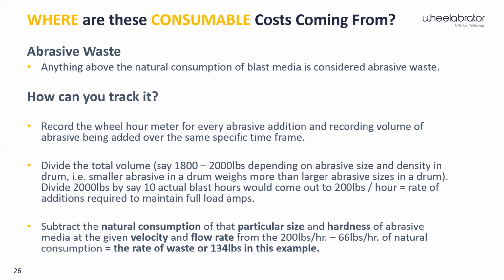You want to record the wheel hour meter at every abrasive addition, and then record how much you put in. So at 100 hours, you put in 500 pounds. You mark where you're at in your hopper at that time and run it again. At the next 100 hours, you measure and see how much you have to put back in. If it's another 500 pounds, you're running about right. If all of a sudden it's 700 pounds, you have 200 pounds escaping from that system, which we'll call waste.